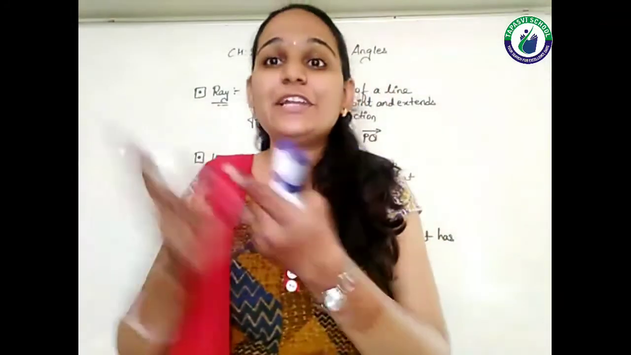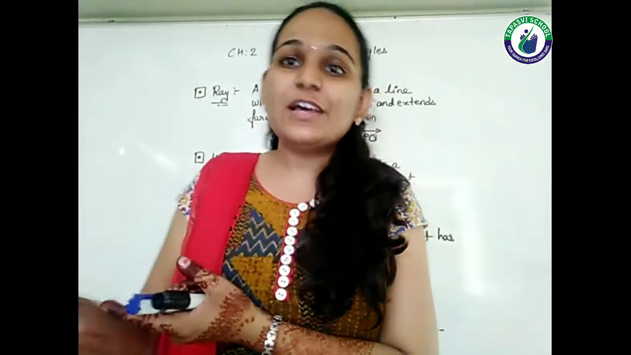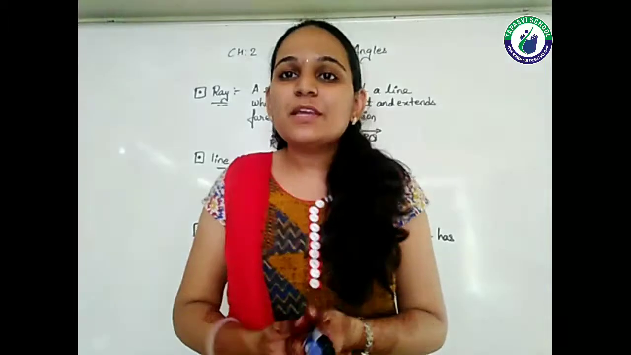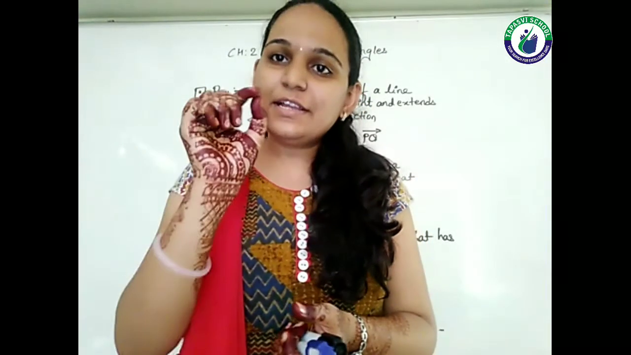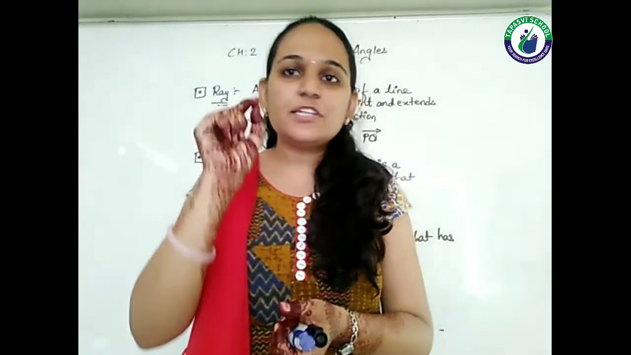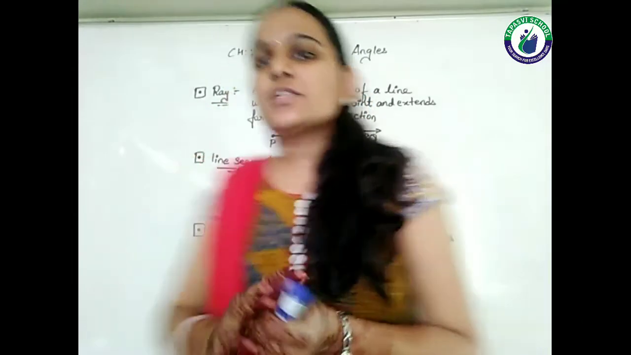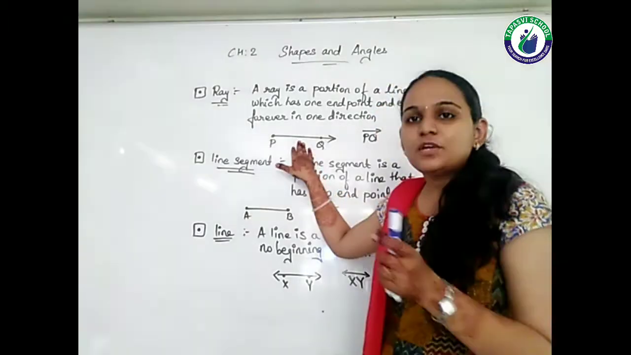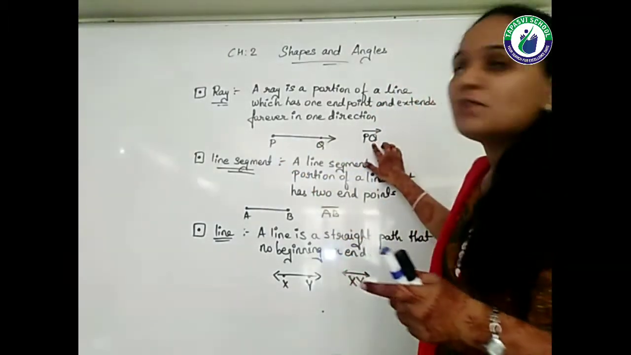We cannot say where it is going to fall, right? It can fall anywhere. So the ray terminology should now be clear in your mind. Ray means the starting point is fixed, but the ending point is not fixed. So this is the figure of a ray, and this is the symbol of a ray.